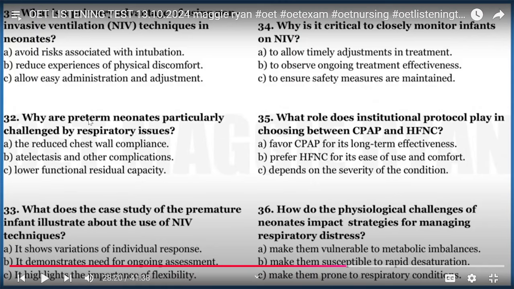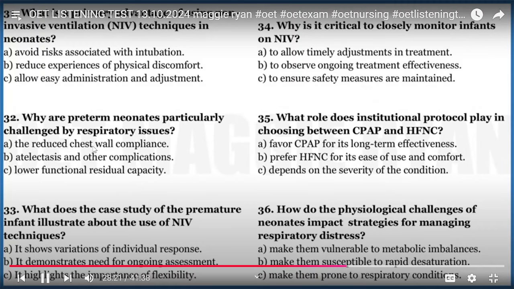Now they are talking about preterm structures and what the challenges are, and they are going to say these three things. Again, you need to look at the keywords: chest wall, atelectasis, lower functional residual capacity. Okay, you can just say residual capacity. So when you hear residual capacity or complication or atelectasis or chest wall, you need to point to this aspect. Okay, now I will play again.